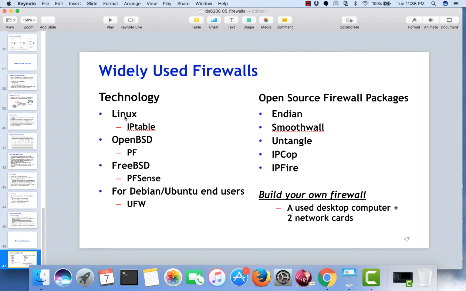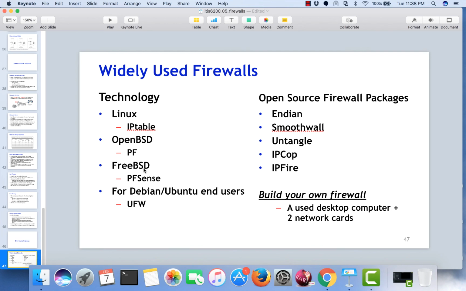So here's a couple. Linux iptables. This is always an excellent one. OpenBSD PF, FreeBSD PF. This is an excellent open source firewall, and it also has the advantage of adding in what's called Snort. Snort is an intrusion detection system. So these two go hand in hand. And again, we'll talk a little bit more about intrusion detection systems in the next lecture.